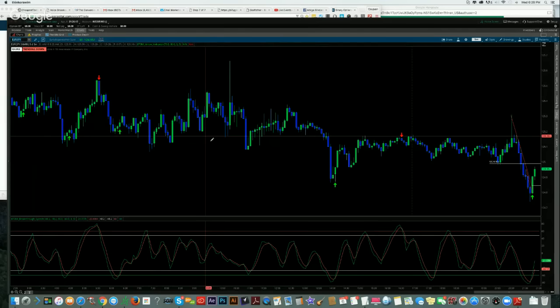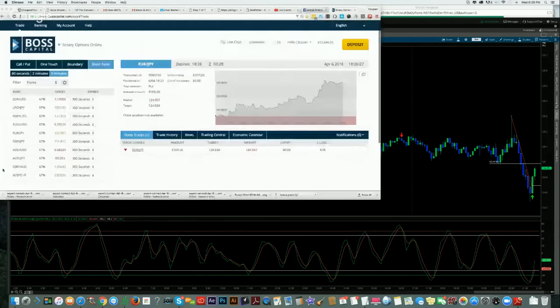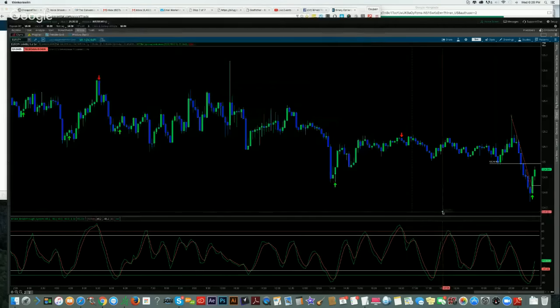Okay, so this one is not looking good for us right now. We are deep out of the money in this one, and we've got 27 seconds left. So this one we're going to lose. Can't win them all. On to the next.